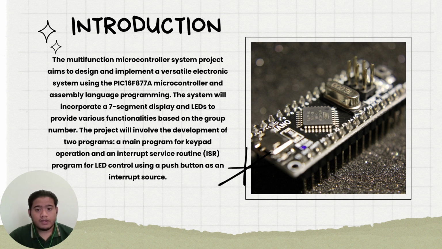So the multifunction microcontroller system project aims to design and implement a versatile electronic system using the PIC 16F877A microcontroller and assembly language programming. The system will incorporate a 7-segment display and LEDs to provide various functionalities based on the group number. The project will involve the development of 2 programs, a main program for keypad operating and an interrupt service routine ISR program for LED controlling using a push button as an interrupt source.